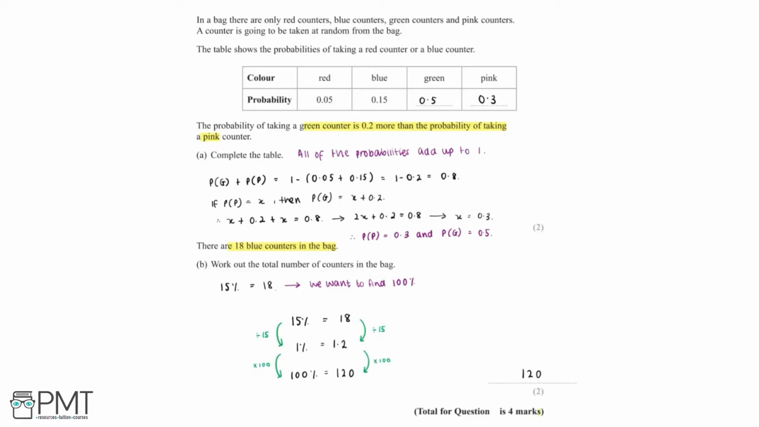Now this question is worth 4 marks. We get the first mark in part A for finding that the probability of green is 0.5, and the second mark in part A for finding that the probability of pink is 0.3. We get the third mark in part B for using the fact that 15% is equal to 18 for a process to find 100%. And we get the fourth mark for the correct final answer that the total number of counters in the bag is equal to 120, allowing us to get the full 4 marks needed in this question.